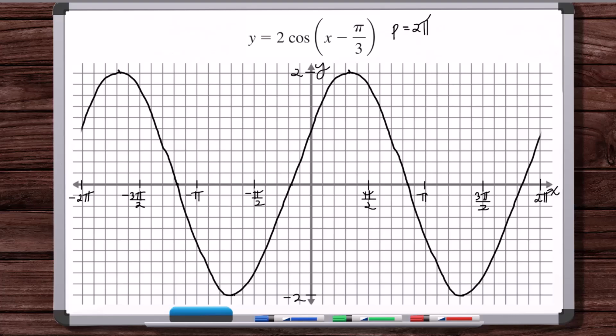And there we go. So the phase shift, we've got the cosine graph being shifted pi over 3 to the right. You can think about this cosine graph that has an amplitude of 2 and a period of 2 pi as having been shifted to the right pi over 3.